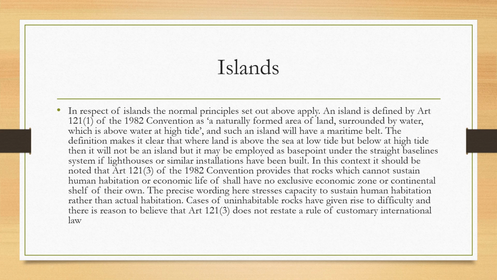In this context, it should be noted that Art 121(3) of the 1982 Convention provides that rocks which cannot sustain human habitation or economic life shall have no exclusive economic zone or continental shelf of their own. The precise wording here stresses capacity to sustain human habitation rather than actual habitation. Cases of uninhabitable rocks have given rise to difficulty, and there is reason to believe that Art 121(3) does not restate a rule of customary international law.